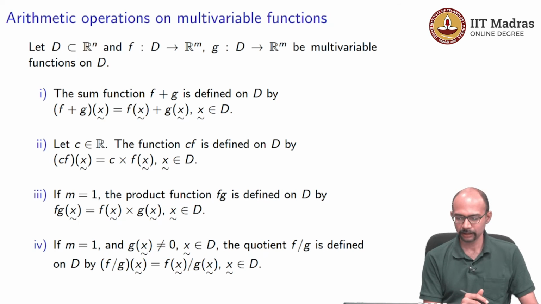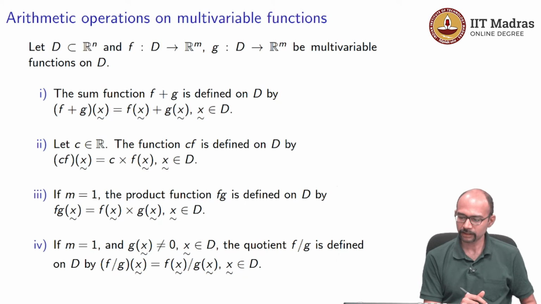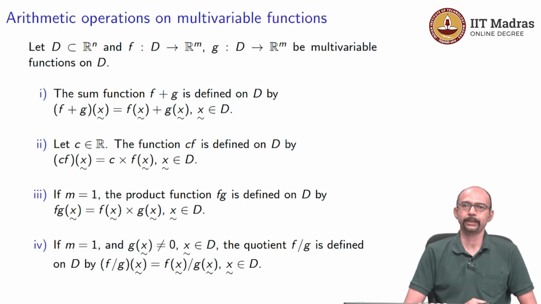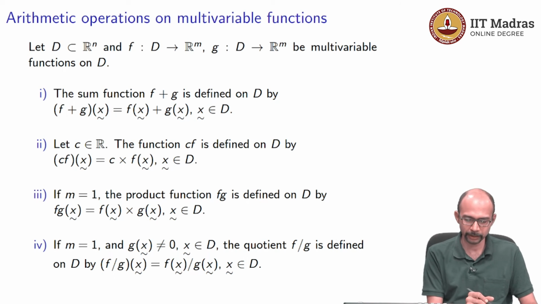So, if m is 1, meaning f and g are both scalar valued multivariable functions, and g of x tilde is non-zero, then the quotient f by g is defined, and f by g of x tilde is f of x tilde by g of x tilde. Basically it is defined on the domain D except the points where g of x tilde is 0. So, it could be a smaller domain than D.